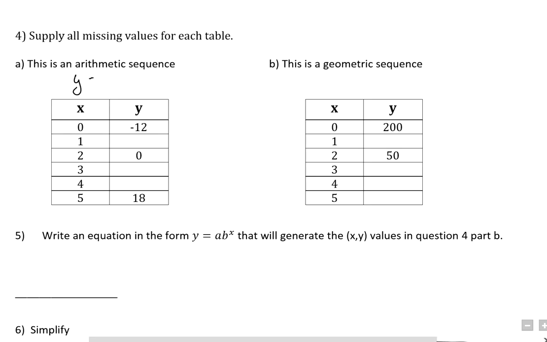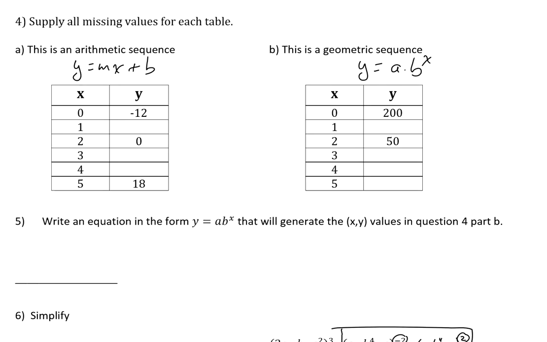Arithmetic sequences are linear in nature, right? So you could fit an equation that would take that form on. The geometric ones, y equals a times b to the x power. Here we're multiplying by the same thing repeatedly.